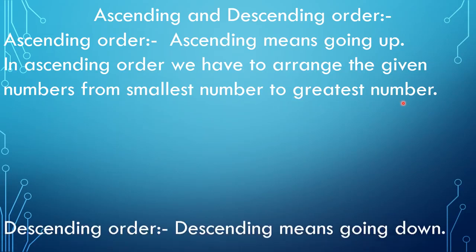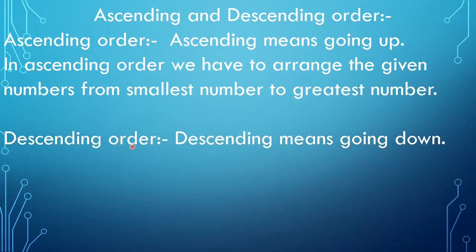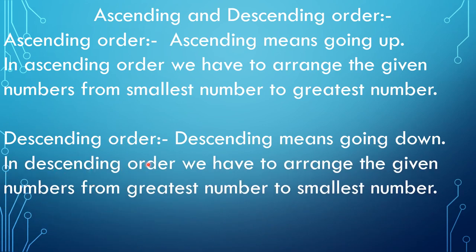Okay बेटा? And descending order, here descending means going down, नीचे आना. Okay, so in descending order we have to arrange the given numbers from greatest number to smallest number. बड़े नंबर से हमें छोटे नंबर की तरफ आना है. पहले हम सबसे बड़ा नंबर लिखेंगे, फिर उससे छोटा and at the last smallest number जो सबसे छोटा होगा उन numbers में से. Okay, let's see with an example.